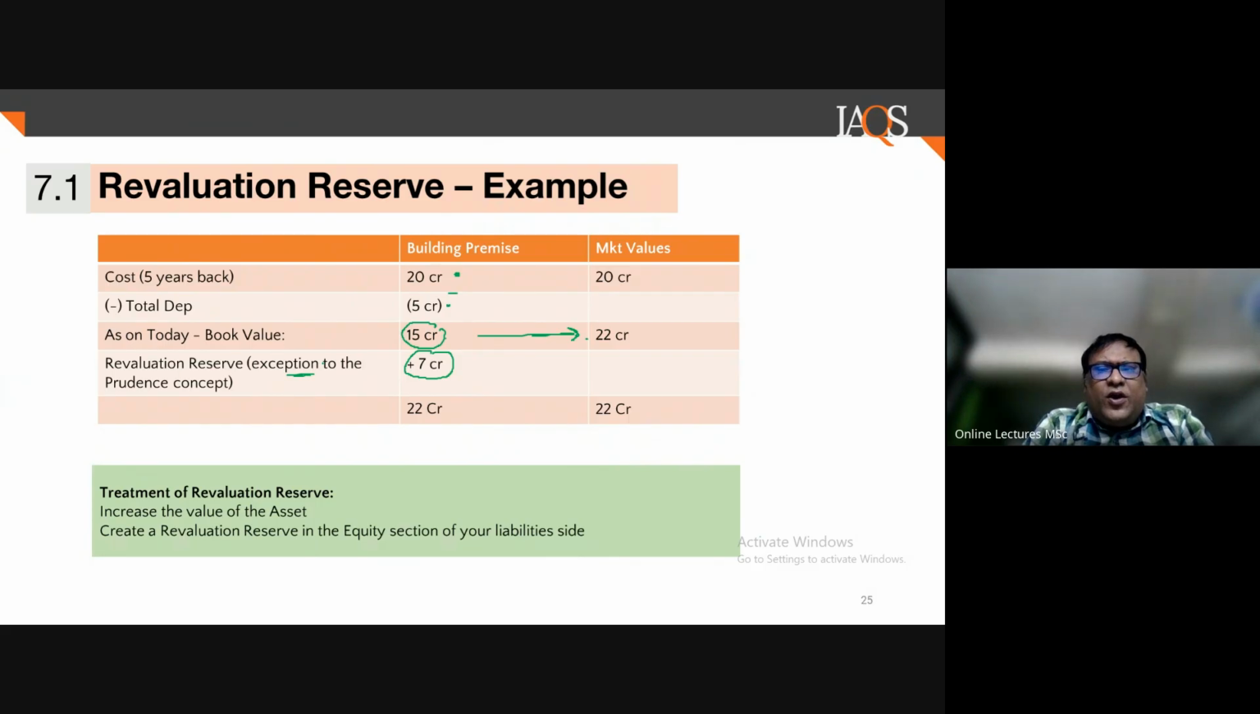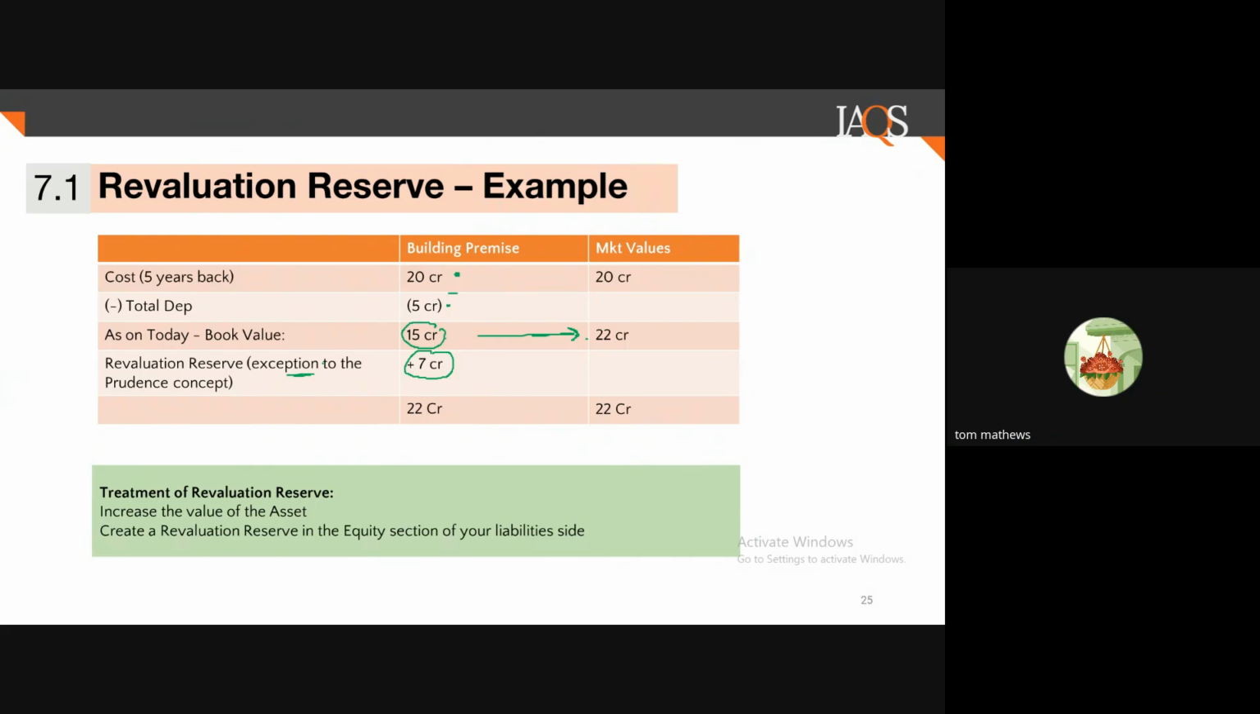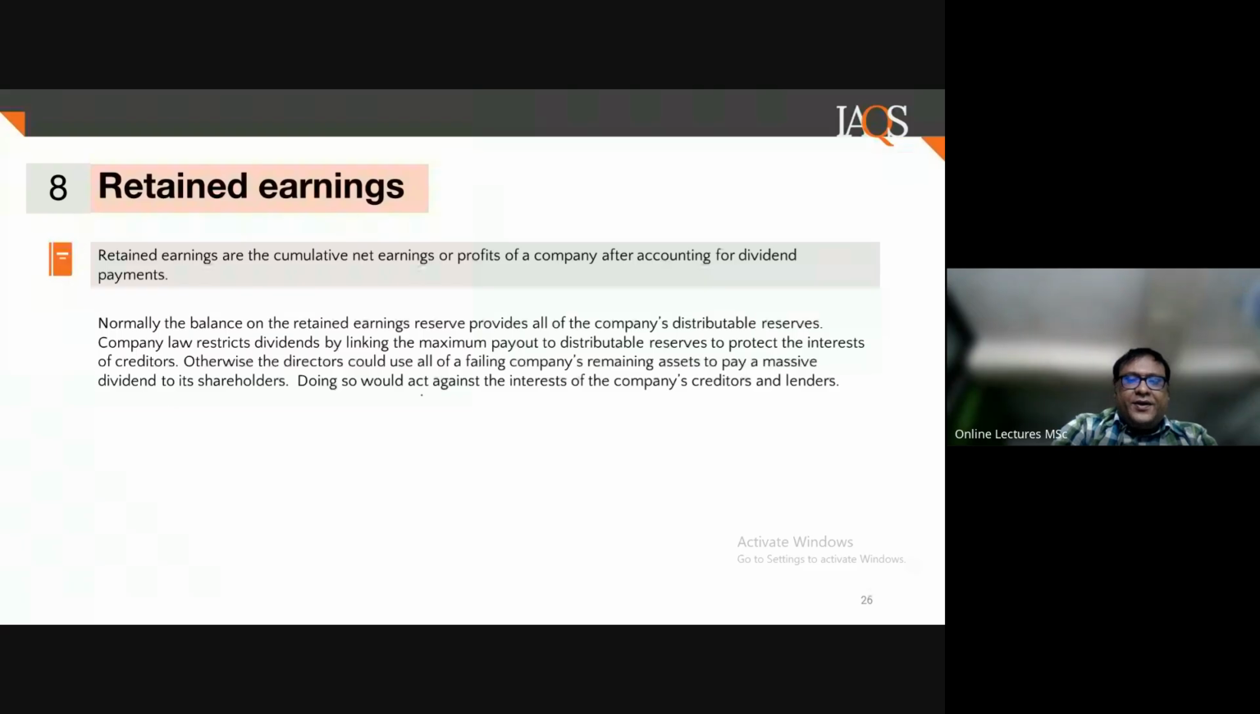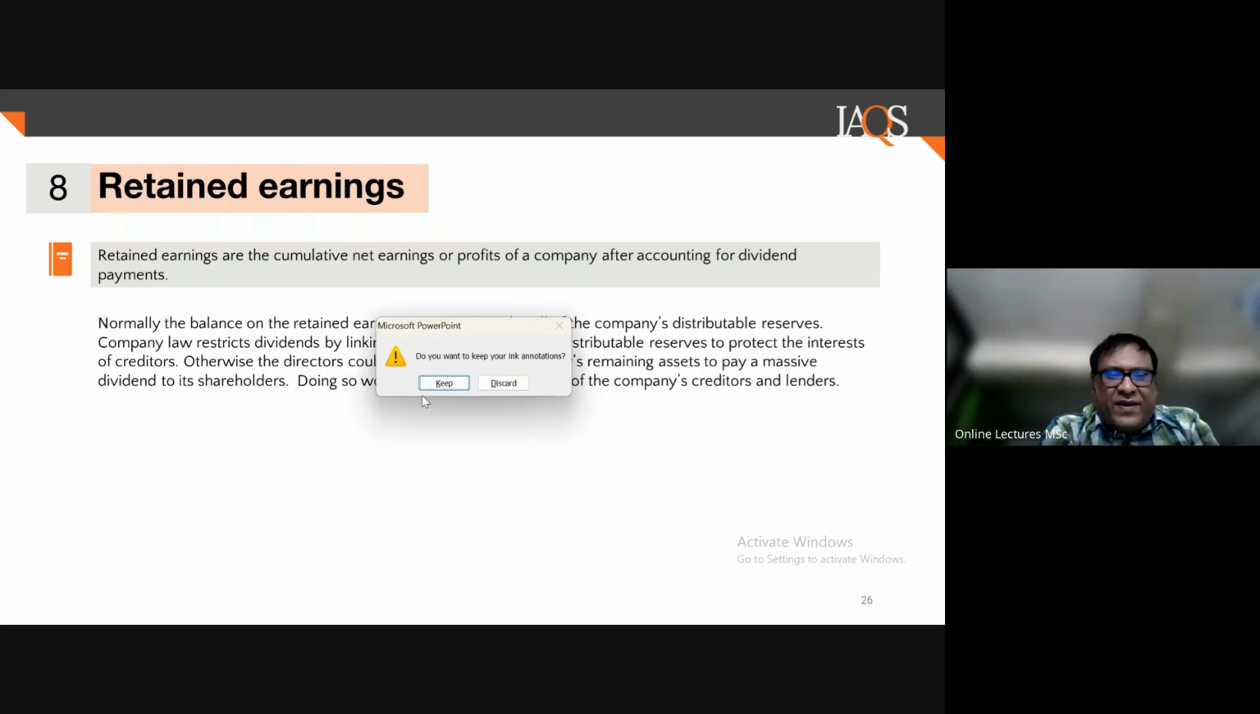Tom, did we do the whole concept of prudence the other day? I think we did. Okay. So a revaluation reserve of 7 crore is created, and now the books will reflect the value of the land and building as 22 crore. Retained earnings, that's the past profit accumulated. It can be used for dividend purposes. Tom, all good? With this, we wind up the chapter.